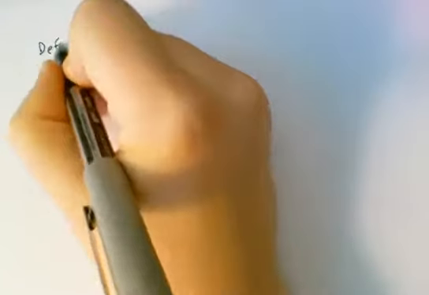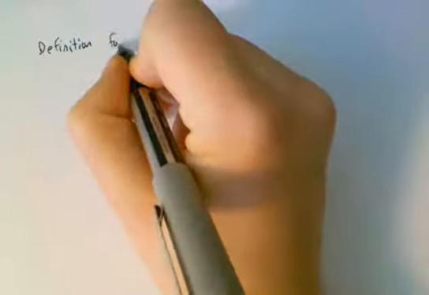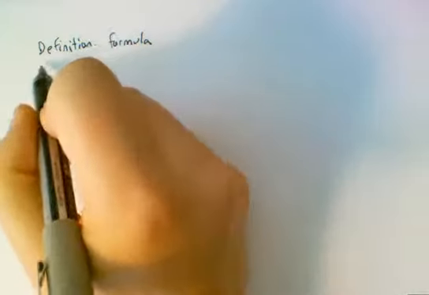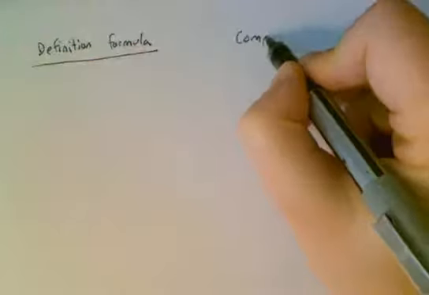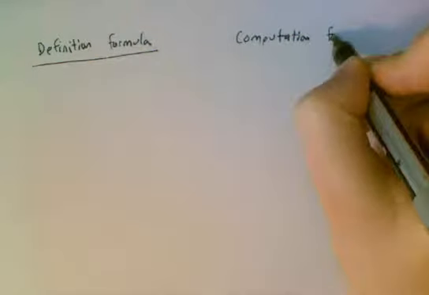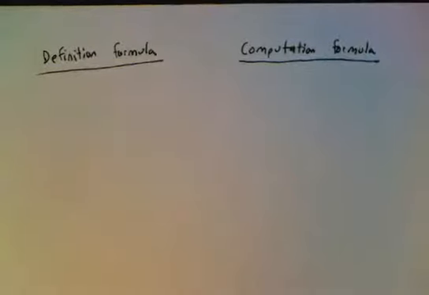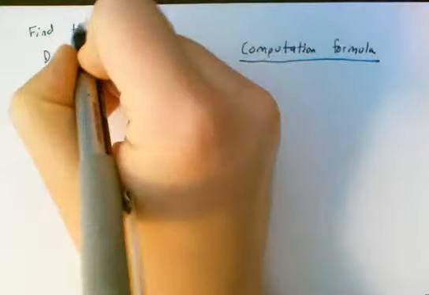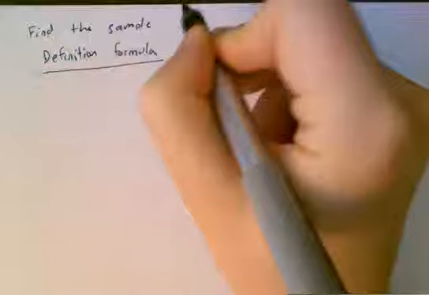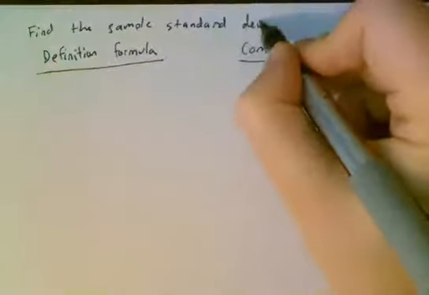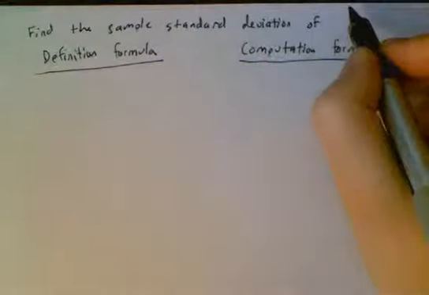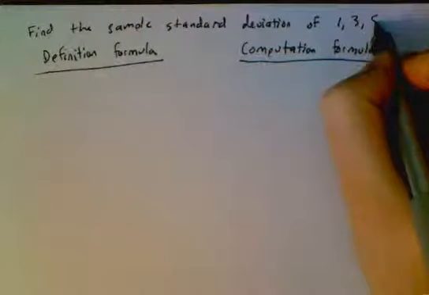Let's compare the same problem done using the two different formulas. So over here, let's do the definition formula. And over here, let's do the computation formula. Oops, I didn't write the problem. I'll add the problem up here. Find the sample standard deviation of the numbers 1, 3, 5, and 7.